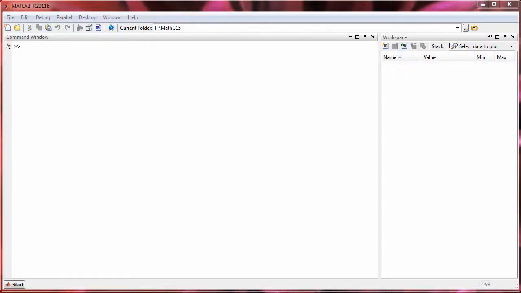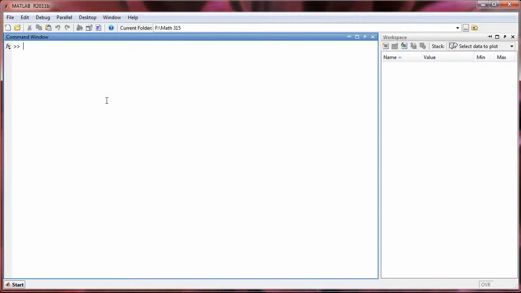Entering basic arithmetic calculations into Matlab looks very similar to how you would enter them into a calculator. Addition uses the plus sign. So for example, we can type 5 plus 7, and when we press enter, we see that the answer is 12. Likewise, subtraction uses the dash for the minus sign. So we could type 5 minus 7 and press enter, and we see the answer, -2.